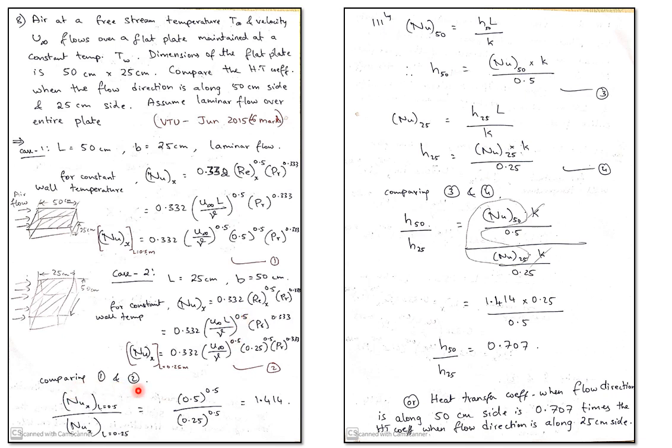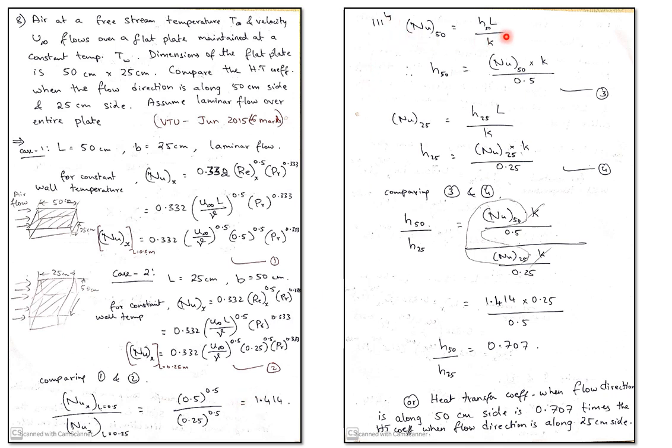Now comparing equations 1 and 2, that is dividing equation 1 by 2, you will be getting Nux in terms of 0.5 divided by Nux in terms of 0.25. Here you can cancel these two. The rest remaining is 0.5 divided by 0.25 under the root, so this is equal to 1.414. Keep it as equation 1.